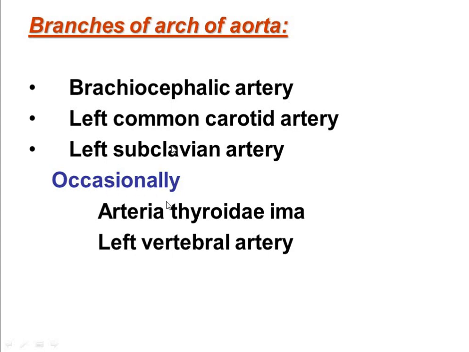Sometimes, not very frequently, there might be an extra artery to the thyroid gland, which we call the arteria thyroidea ima, which may arise directly from the arch of aorta and goes vertically towards the thyroid gland. And sometimes a left vertebral artery. Why left vertebral artery? Obviously, the arch of aorta is going towards the left side.